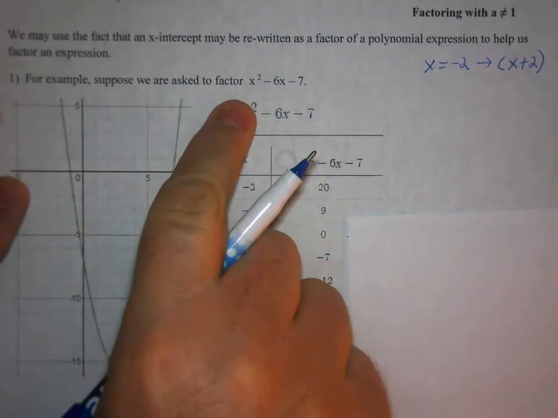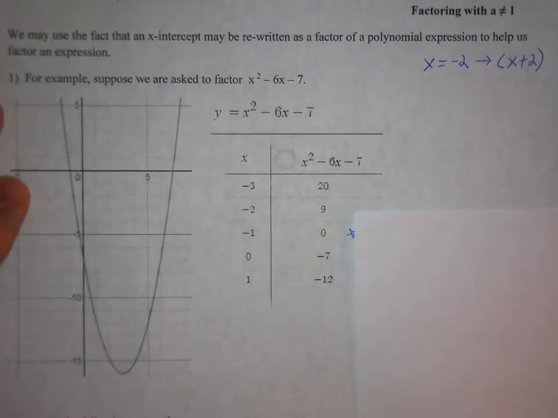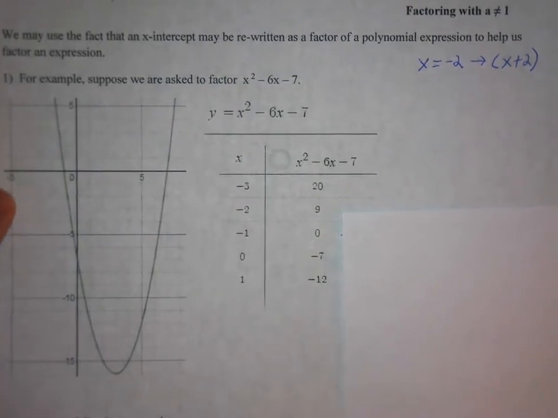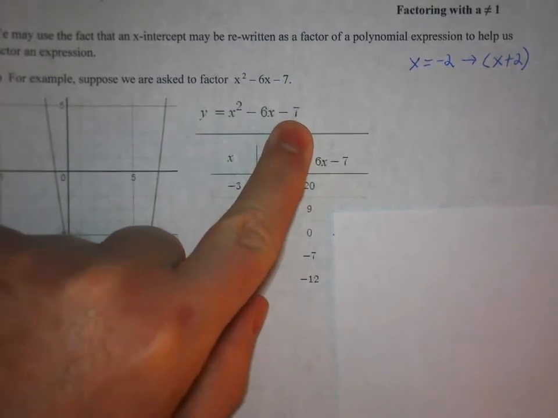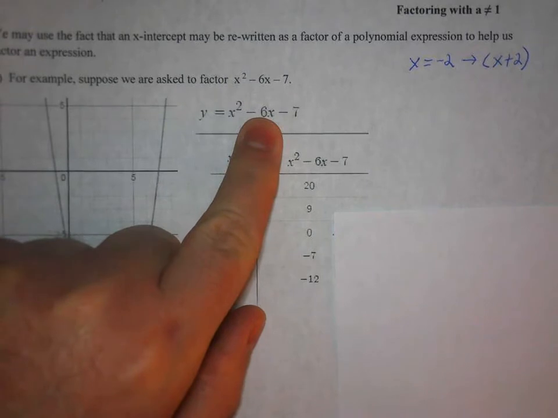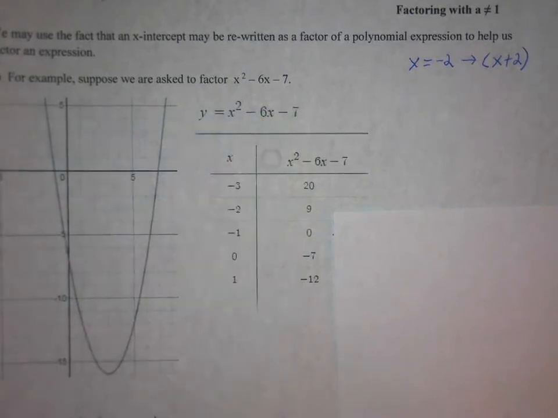So number one, suppose we're asked to factor x squared minus 6x minus 7. Now I would expect you to be able to factor that right now by looking at what multiplies to -7 and adds to -6. So I'd expect you to be able to do that. But let's look at the graph and the table to kind of introduce this idea that we're talking about.